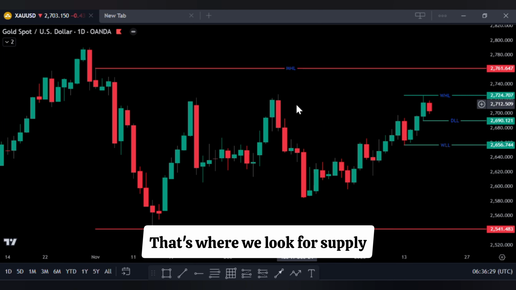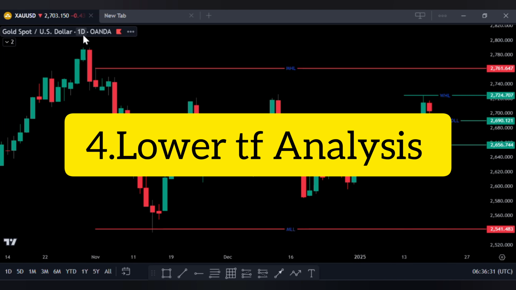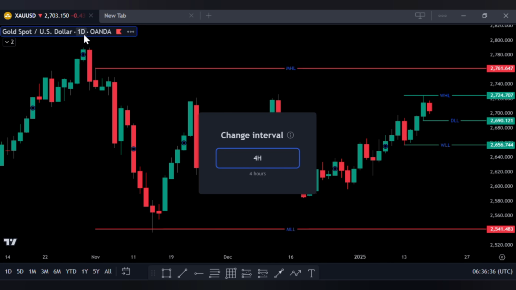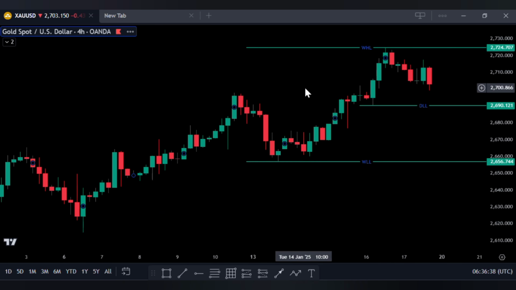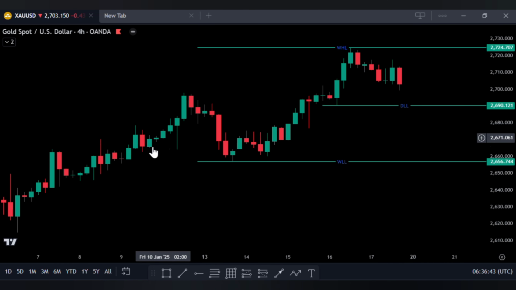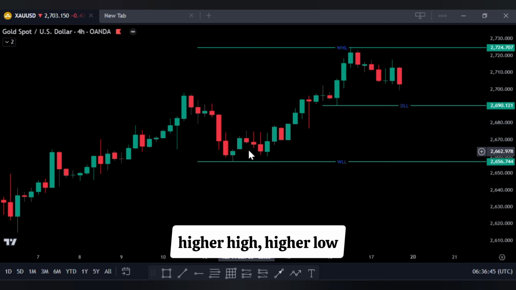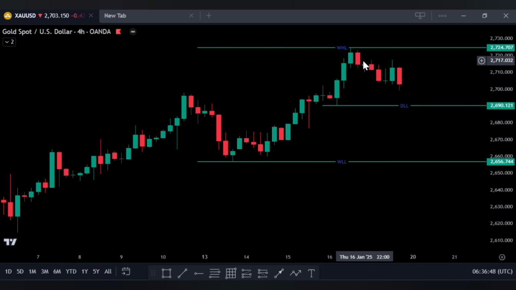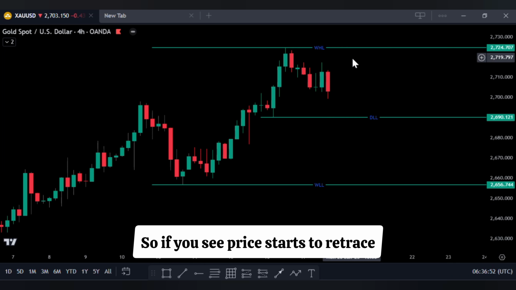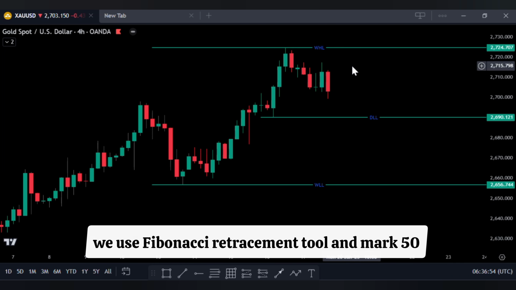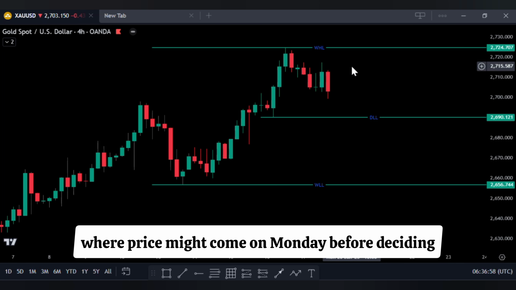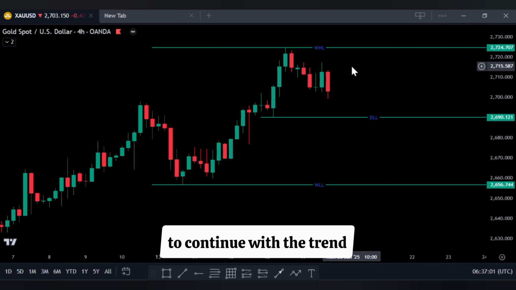That's where we look for our supply and demand zones. So after daily time frame, we go for 4-hour time frame. Okay, in a 4-hour, higher high, higher low. Then we have higher high. Then price is starting to retrace. So if you see price starts to retrace, we use Fibonacci retracement tool and mark 50, 60 zones and see where price might come on Monday before deciding to continue with the trend.